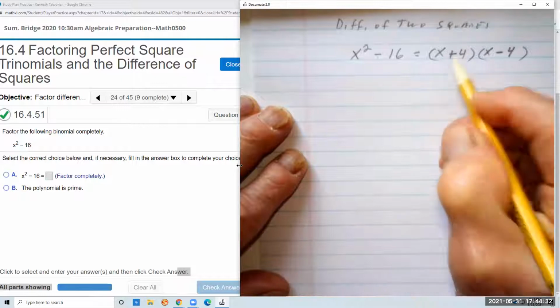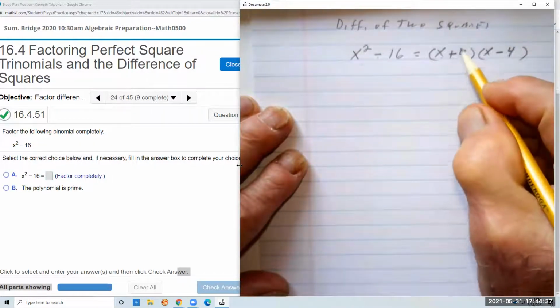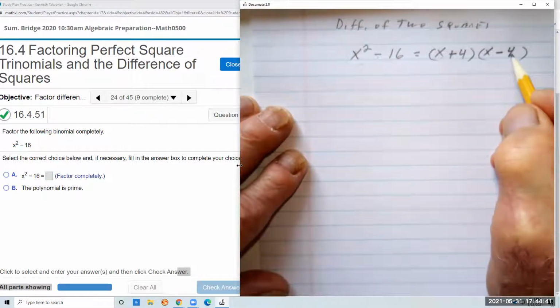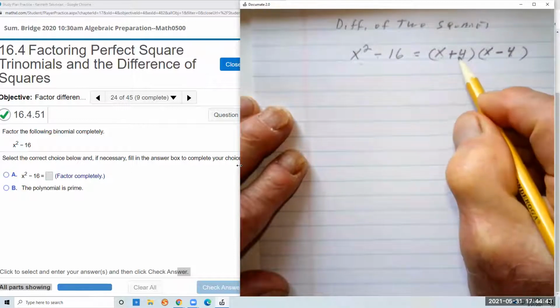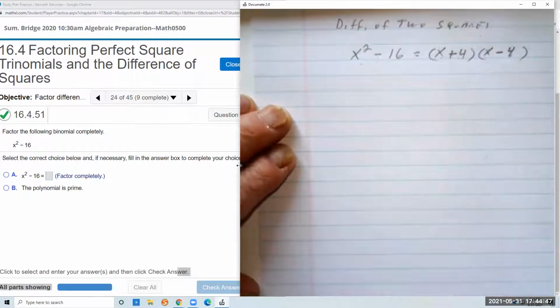You can double check by FOILing. X times x is x squared. The inside product is 4x. The outside product is negative 4x. That means they cancel. And the last term is minus 16. So that is factored correctly.